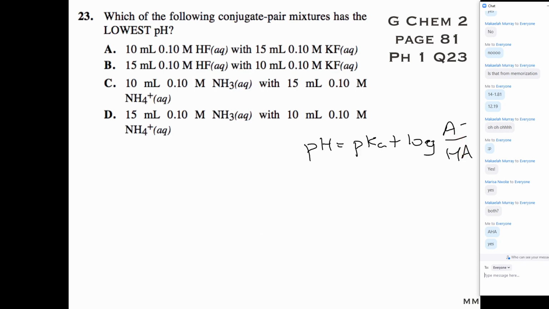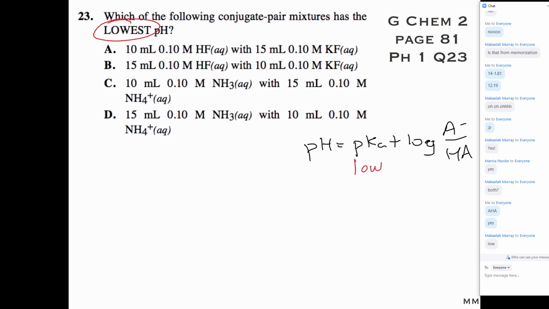Okay, so if I want the lowest pH, tell me what I want. Do I want a high or low pKa? I want a low pKa, and do I want more acid or more base?